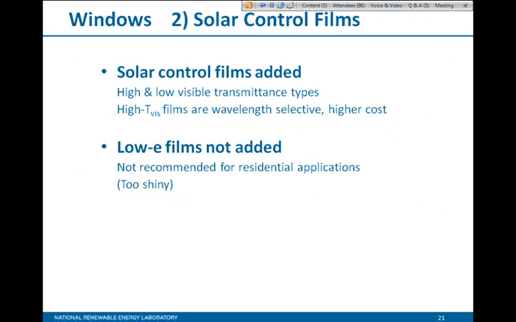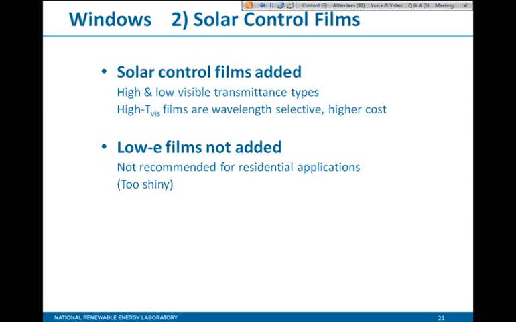For the adhesive films that are added to an existing window, we have added options for solar control films, two different types with high or low visible transmittance. The higher visible transmittance films are wavelength selective and have a higher cost, but their performance in terms of solar gains is similar to the other films.